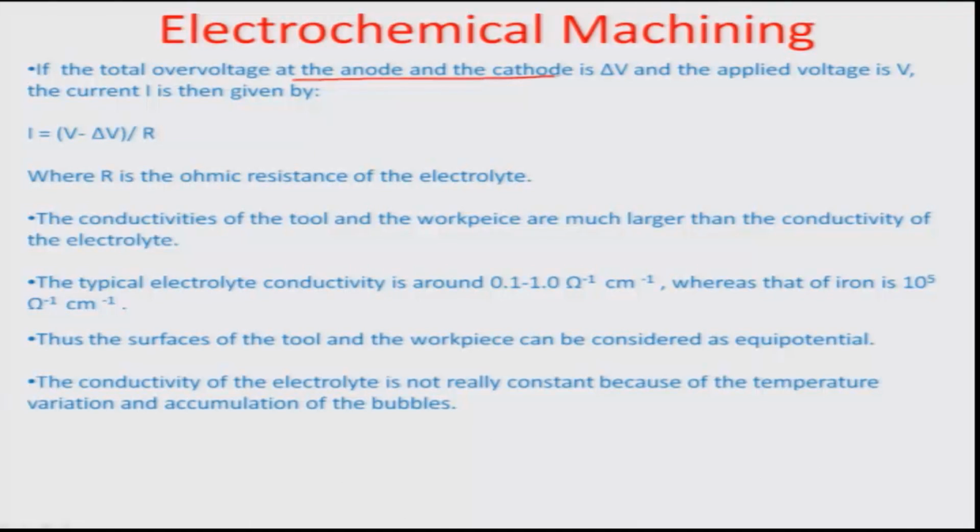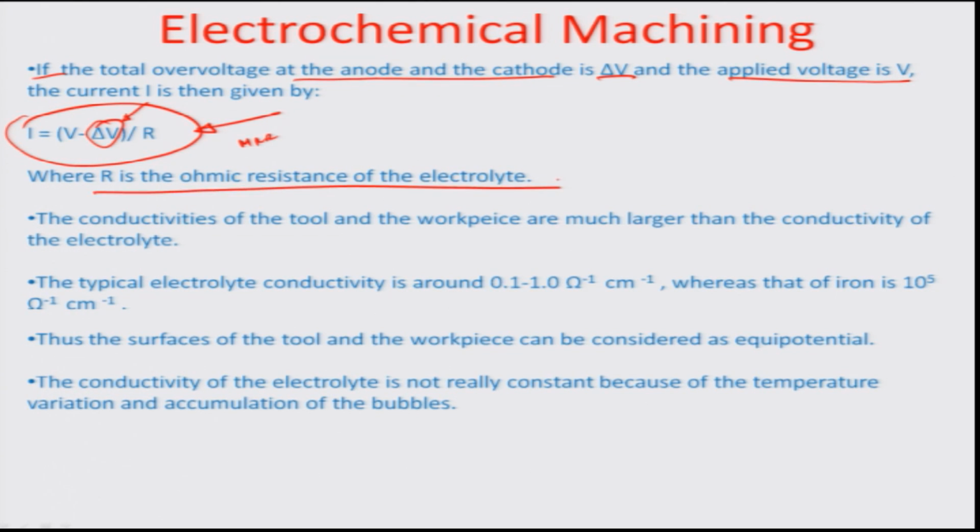So obviously the total over voltage of an anode, if that is considered to be delta V and the applied voltage is V, the actual current is given by (V minus delta V) by R. So this determines what your actual MRR is. You have to always make this substitution. In other words, if you can provide this delta V ab initio, then you can get the MRR that you need at a particular current. So R is the ohmic resistance of the electrolyte.